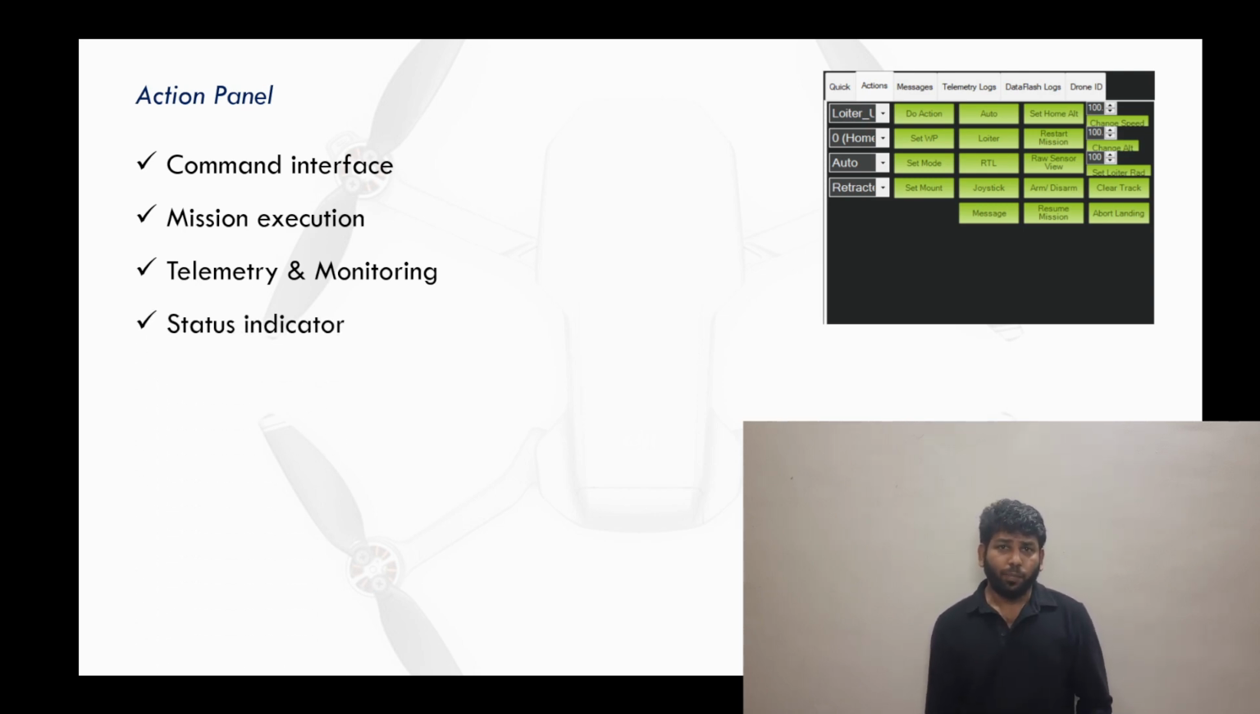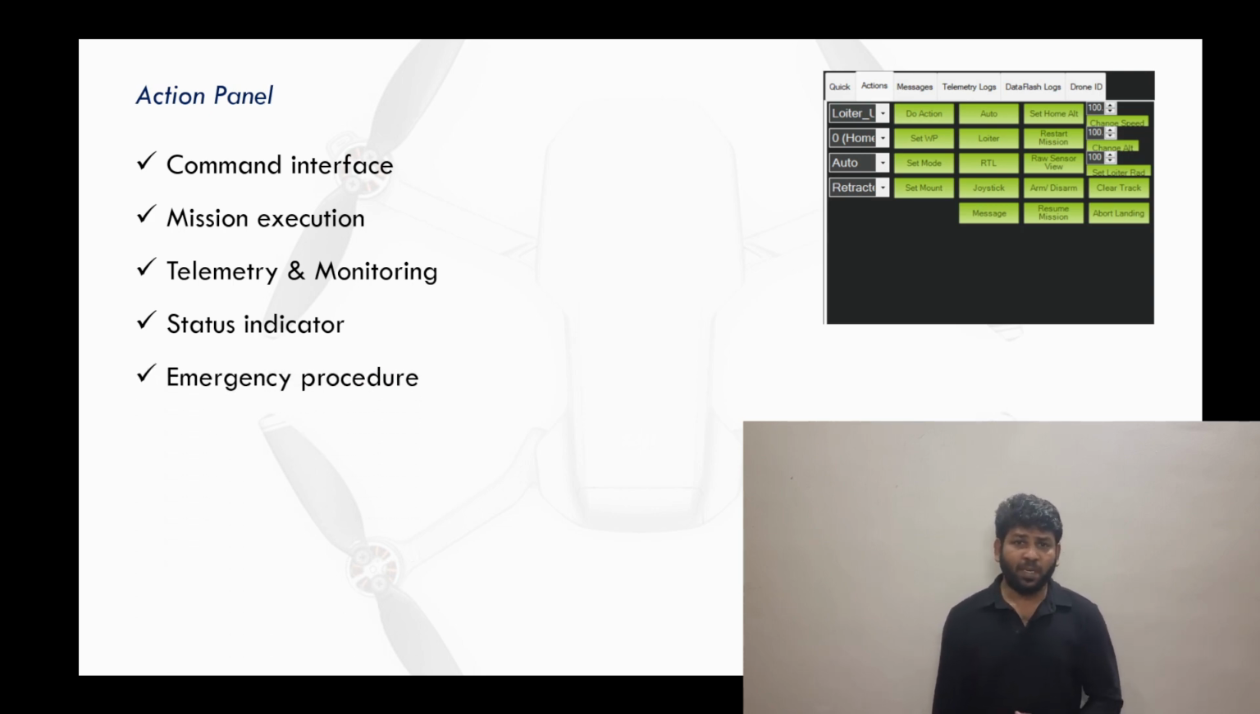The action panel provides visual indicators and status updates. It offers immediate feedback on the execution of commands, mission progress, and overall system health. In case of unexpected situations or emergencies, the action panel may include options for triggering failsafe or initiating return to home protocol for enhanced safety.